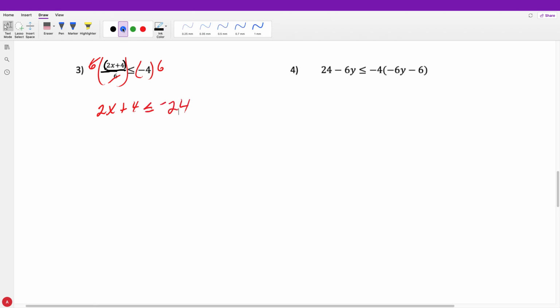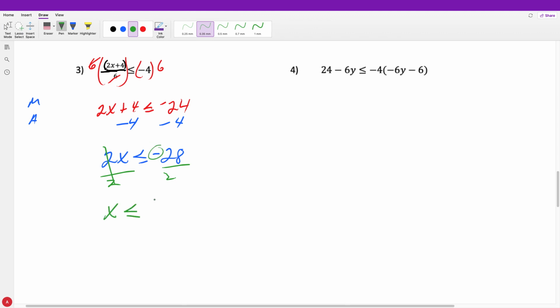And now that I got rid of that fraction, now I need to go ahead and say, okay, well, we're multiplying and we're adding here. So I'll get rid of the addition first. So 2x is less than or equal to negative 28. And now I'm going to divide both sides by 2. Even though I see the negative here, that's not what I'm dividing by, so I do not need to flip. And negative 28 divided by 2 is negative 14.